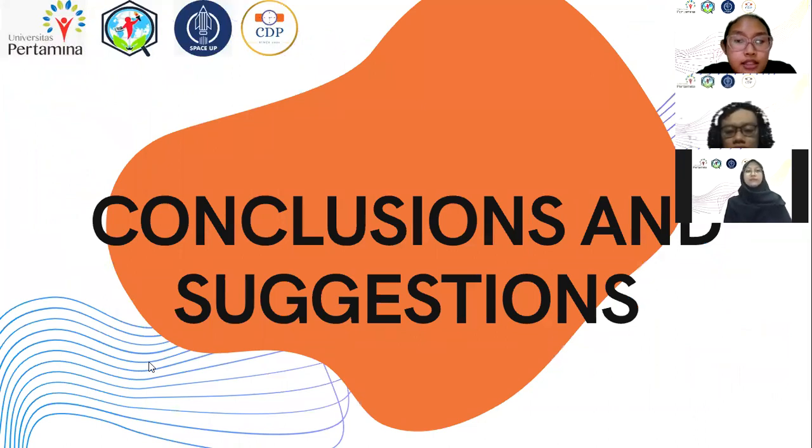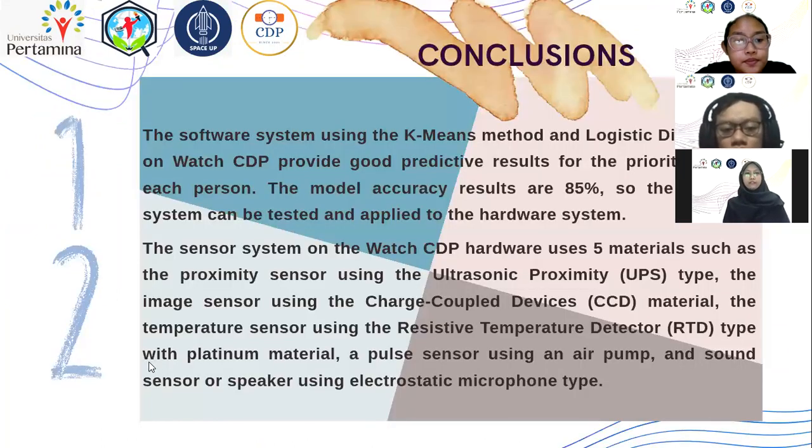Conclusion and suggestion presented by Rita Saputri. Okay, from the research that has been done, it can be concluded that the prediction results generated from the K-Means method software system and logistic distribution are classified as good, with a model accuracy of 88%. And on the hardware system, we use 5 sensors.